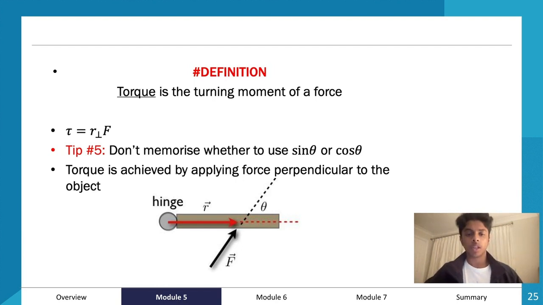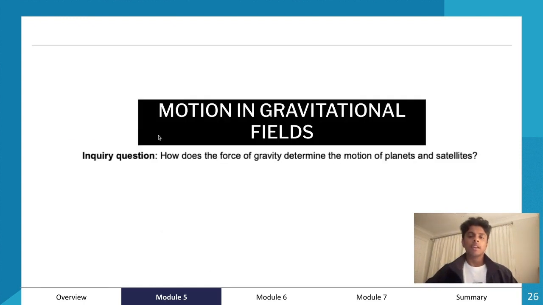So don't memorize whether to use sine theta or cos theta because it changes case by case. And a lot of questions are designed so you can't use the formula as is. So you can't use r F sine theta. You'll have to look at whichever way the force is perpendicular. So because I mentioned that, we can say now, torque is achieved by applying a force perpendicular to the object. All right, so let's now look at motion in gravitational fields.